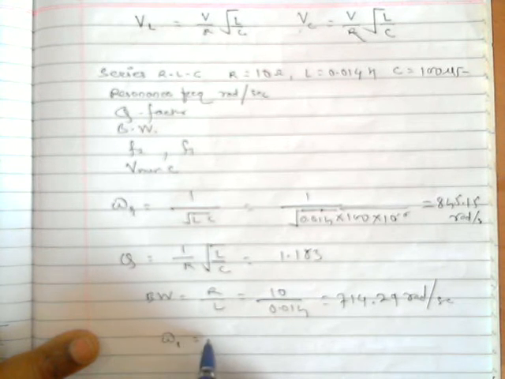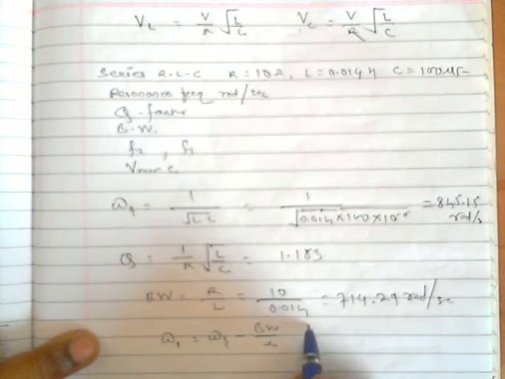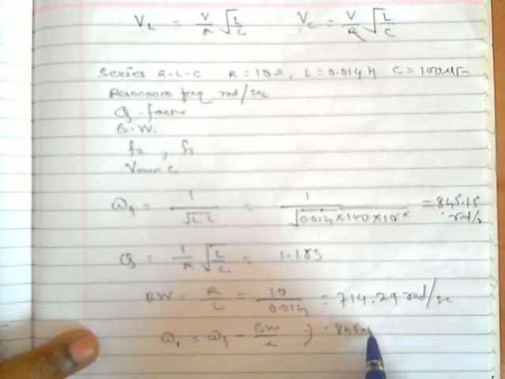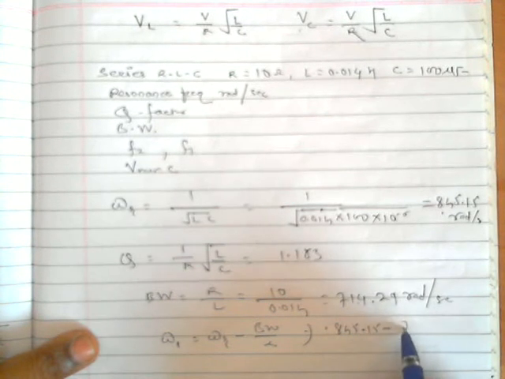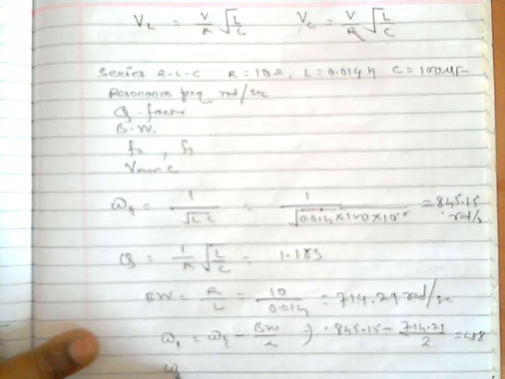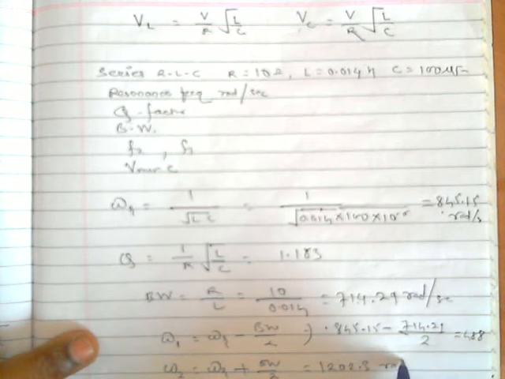So omega 1 equal to, I just told you the formula, omega r minus bandwidth by 2. Because omega r we have already calculated, 845.15 minus the bandwidth we have calculated, 714.29 by 2. So this comes to 488. Similarly, omega 2 you can calculate as omega r plus bandwidth by 2. So this is 1202.3 radian per second.